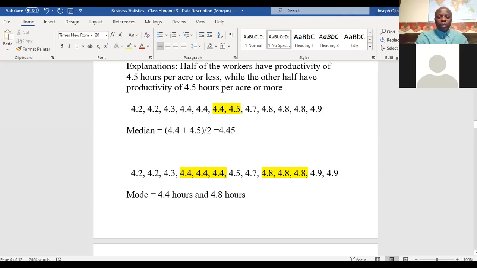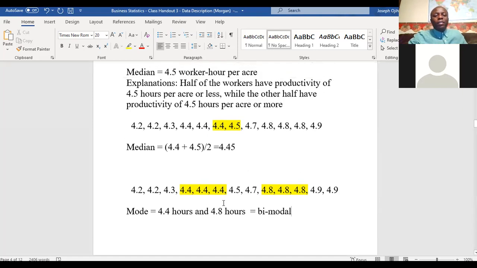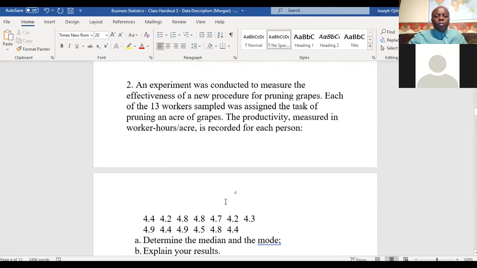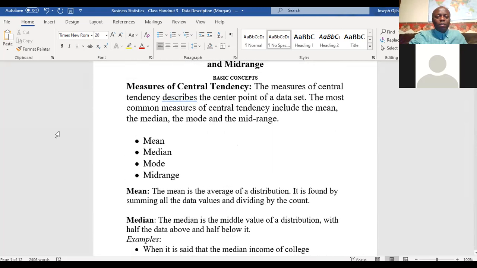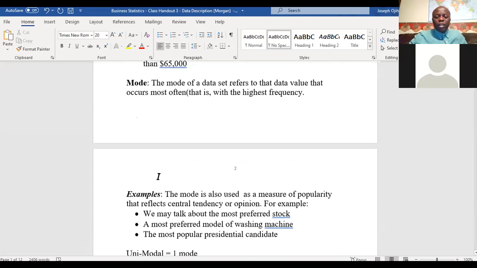So this means that it is bimodal, 2 modes. Now you can interpret this that most of the workers have the productivity of 4.4 hours per acre and 4.8 hours per acre, things like that. So that answered the equation for the mean. So far we have touched mean, median, and mode. Let us quickly take a look at mid-range.